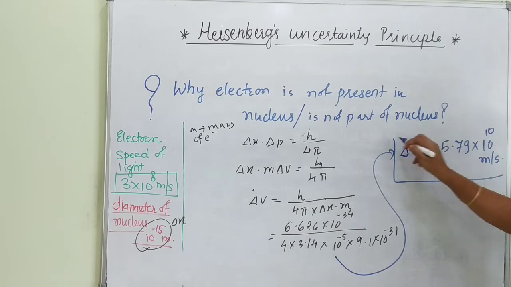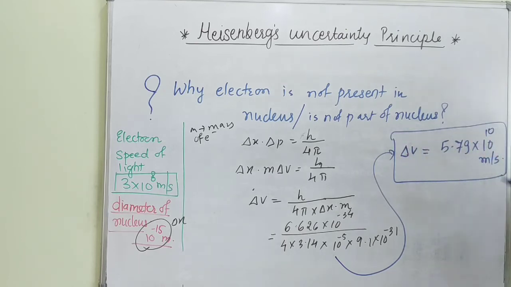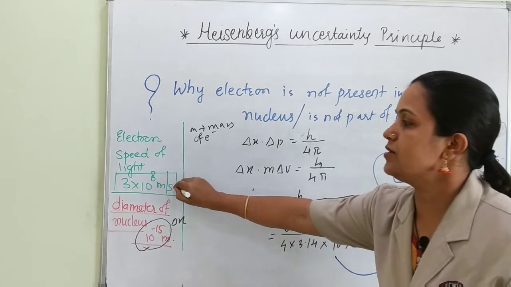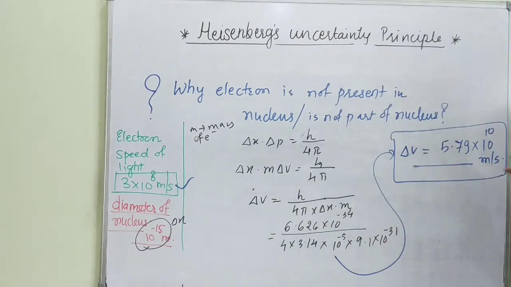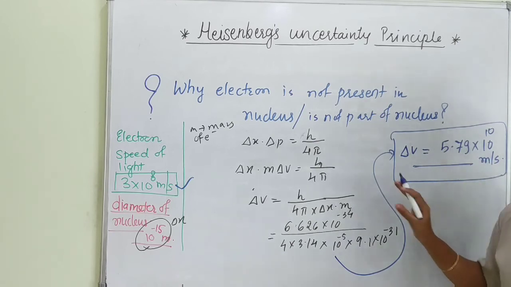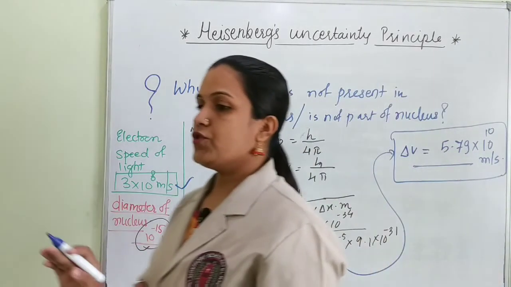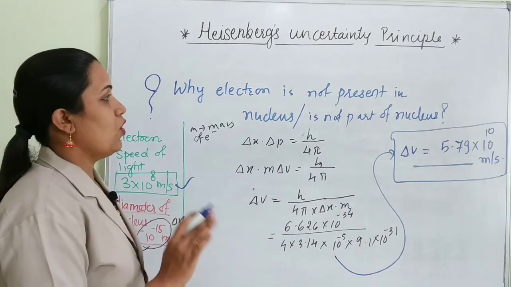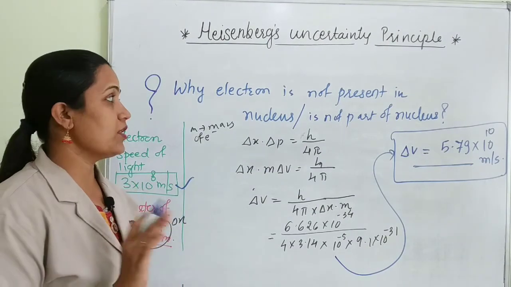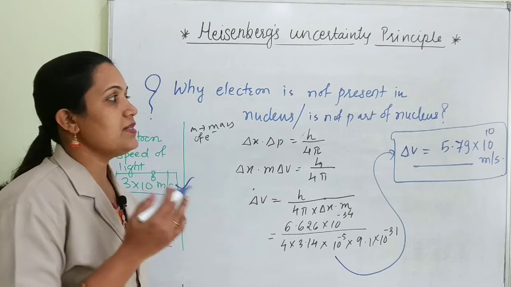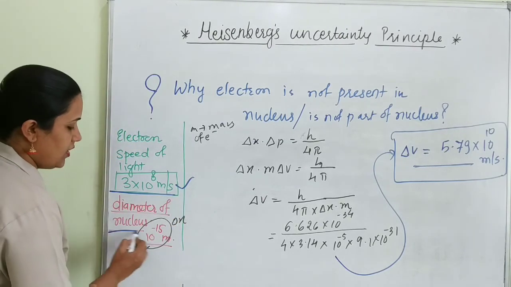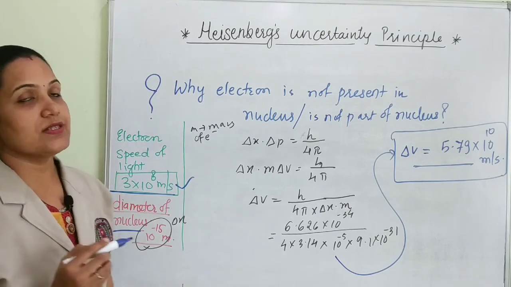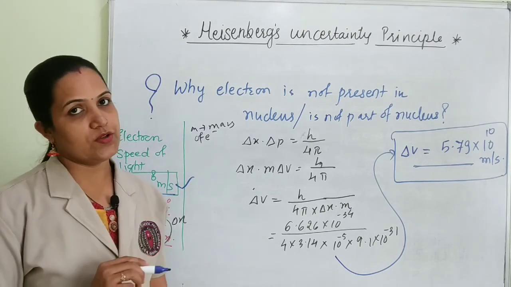So the actual value of speed should be the speed of light, but electron is having more value than the required, and this is the reason that electron cannot be a part of the nucleus, or electron cannot exist inside the nucleus, because certainty in position and certainty in its momentum is not possible.